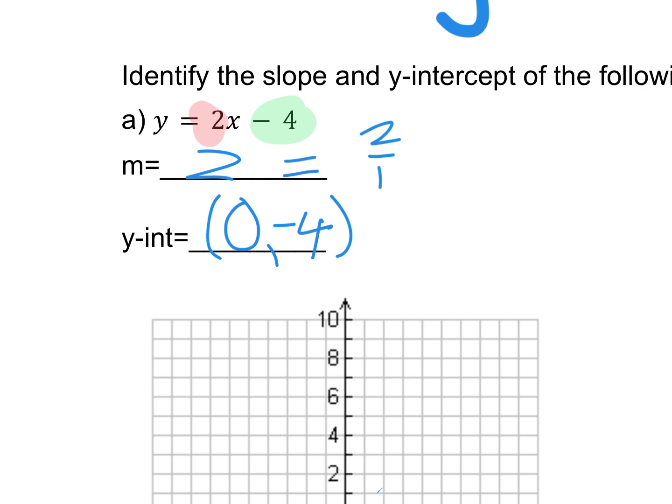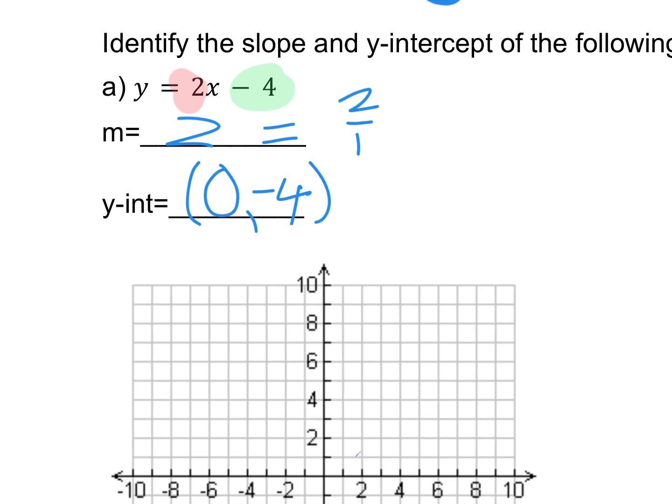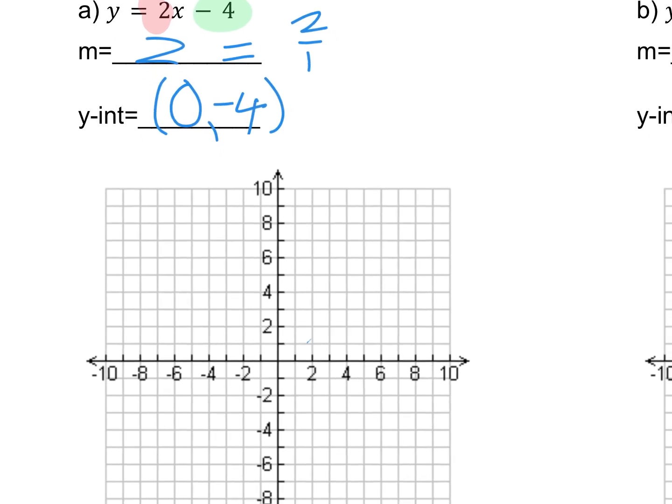Okay, so now that we have all this information, how do we actually graph it? You start with your y-intercept. So that point, (0, -4), we wouldn't move left or right on our graph.